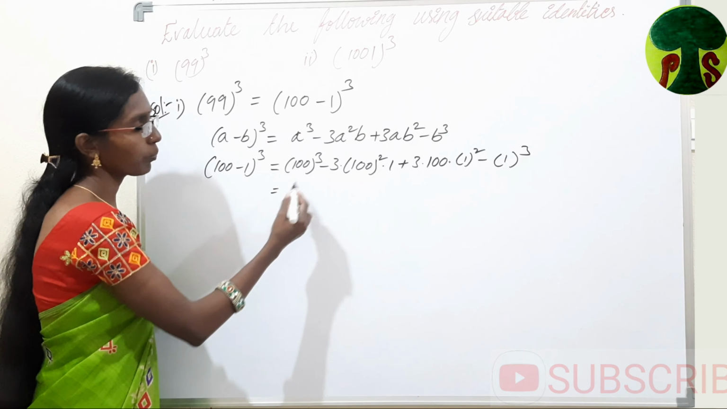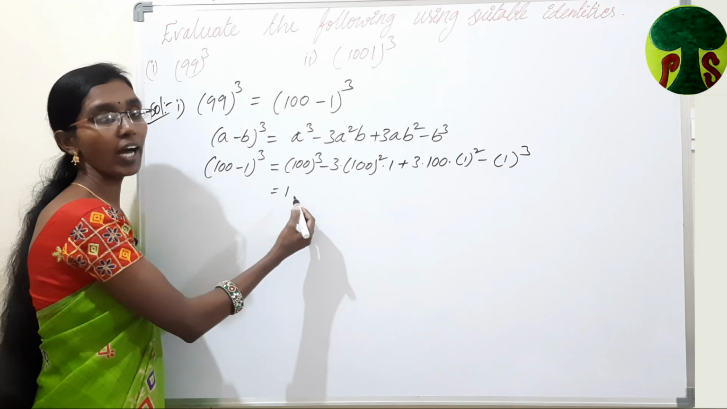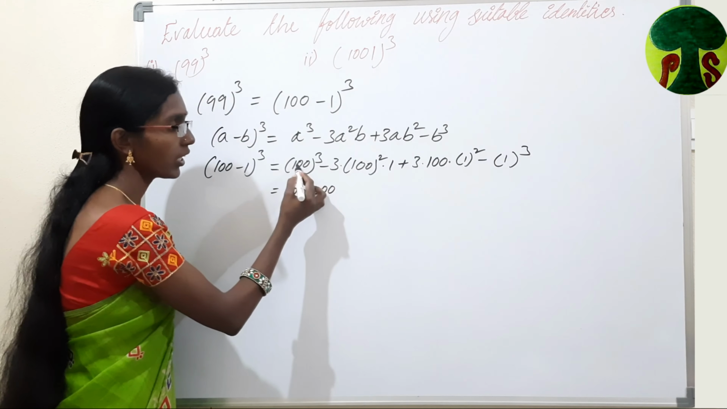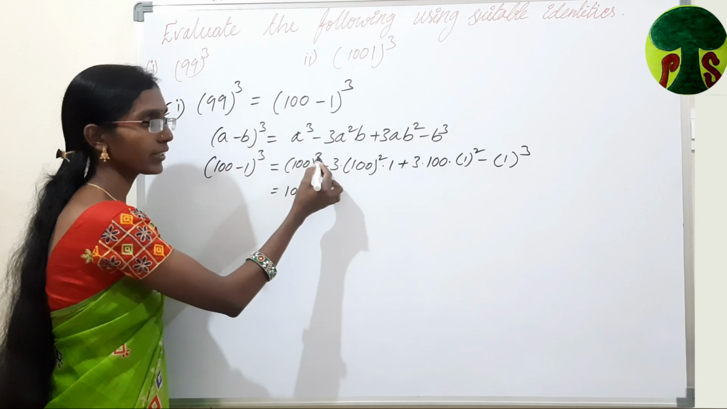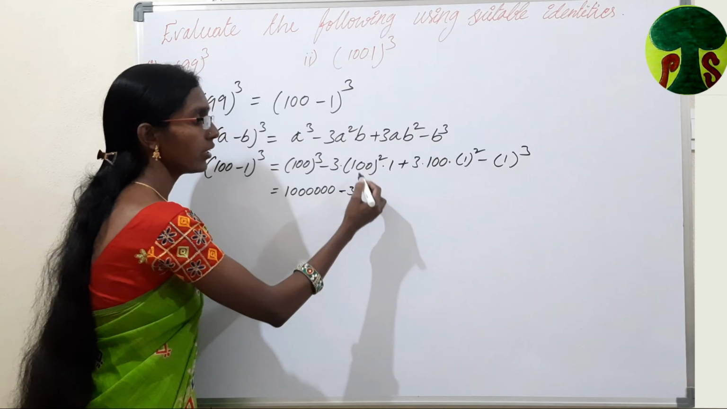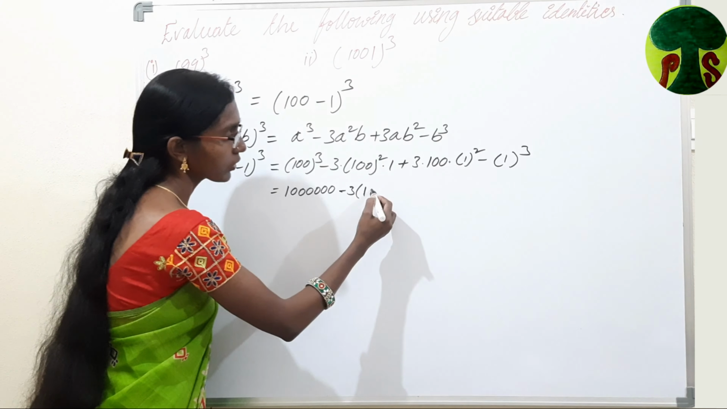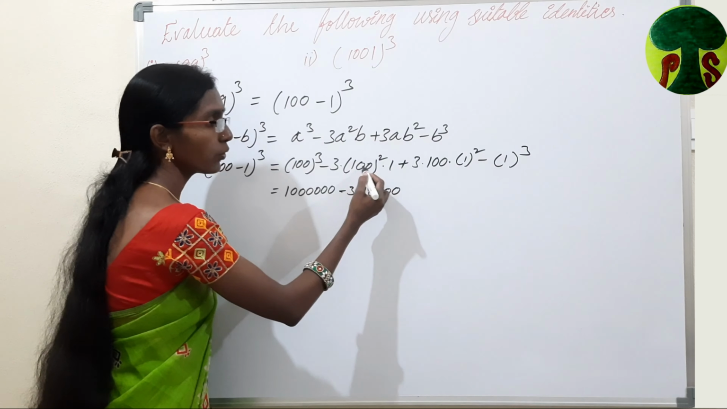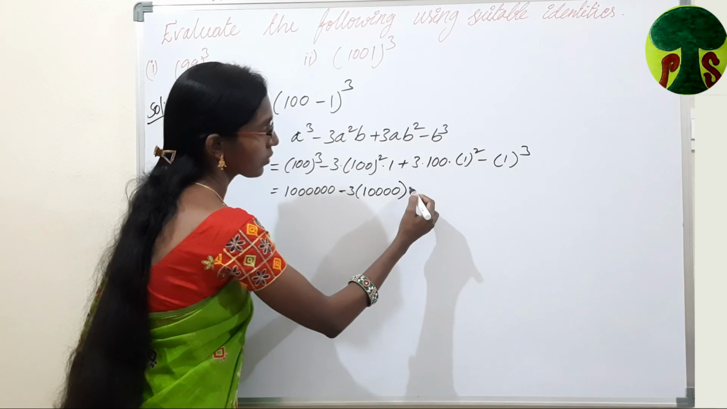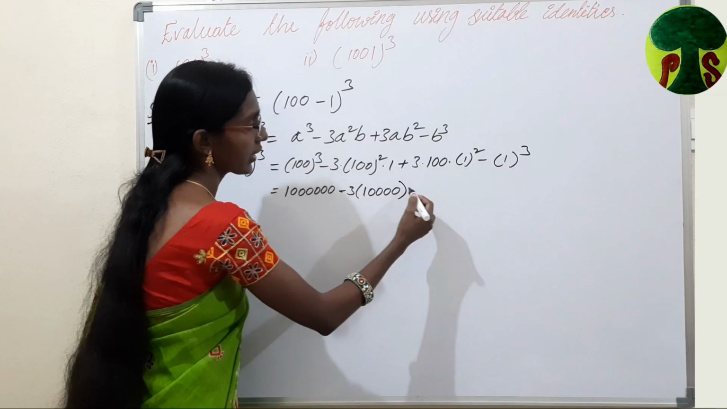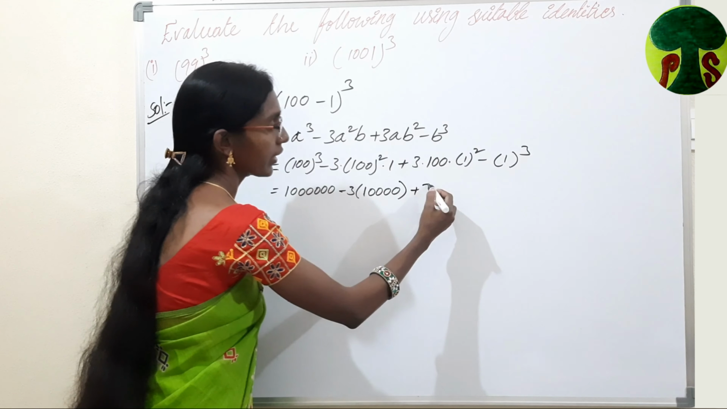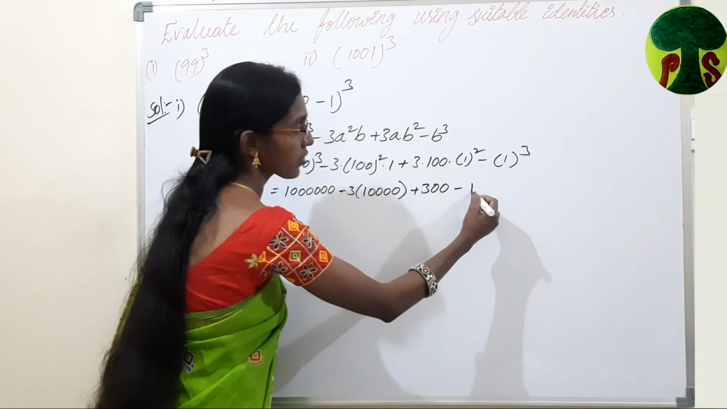The 100 whole cube: to the right side of 1 we have to write 6 zeros. 2, 3, 4, 5, 6. Because here 2 zeros are there, and we have to write those 2 zeros 3 times, as the power is 3. Minus 3 into, here to the right of 1 we have to write 4 zeros, because 2 zeros are repeated 2 times, as the power is 2. So 10,000 into 1, and 3 into 1 is 3, so 3 into 10,000, plus 3 into 100 into 1 square. 1 square is nothing but 1. So 3 into 100 is 300, minus 1 cube, which is nothing but 1.